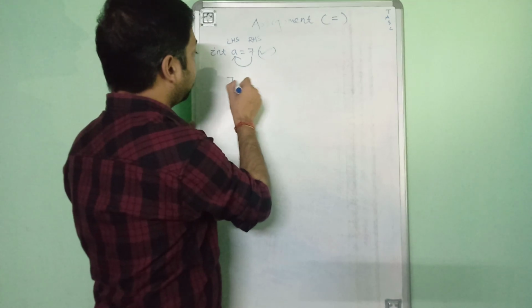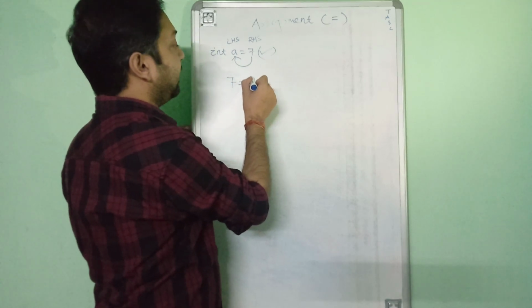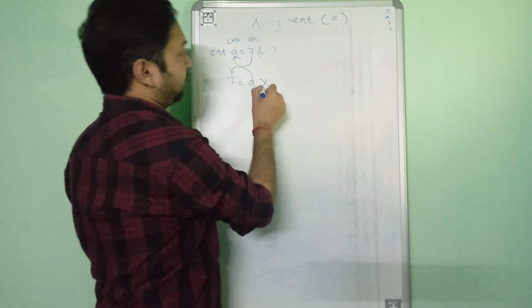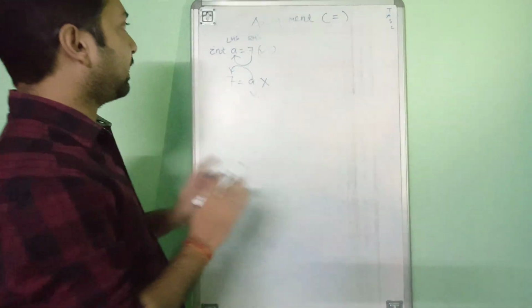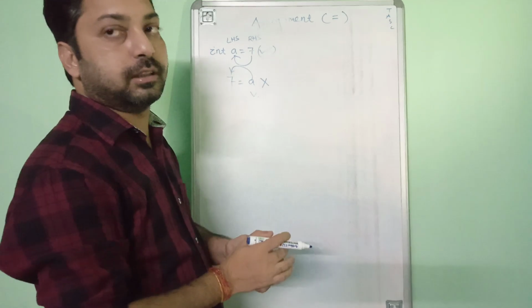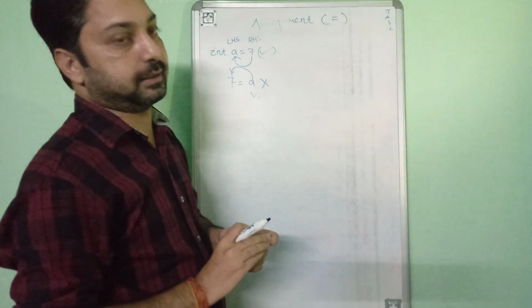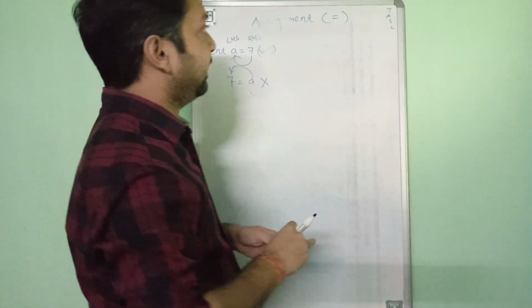You cannot write 7 equal to a, because a is a variable and a variable can never store in a value or constant. So the task is to simply assign values to the variables. That is your equal to operator. Okay. So this is your assignment.